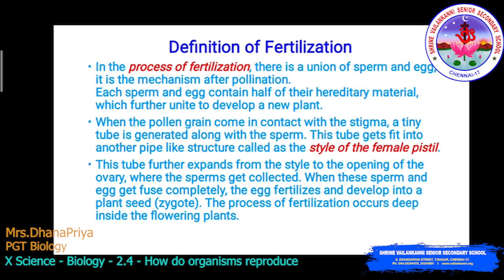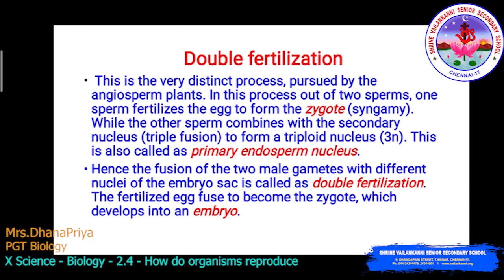So here the plant seed refers to a zygote stage. The process of fertilization occurs deep inside the flower. Double fertilization is a very distinct process pursued by angiosperm plants. Angiosperm plants refer to flowering plants.